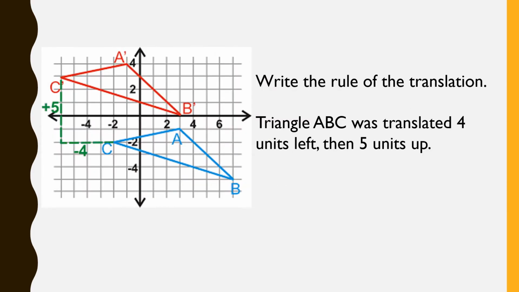Here we want to write the rule of the translation. In words, we want the triangle ABC was translated 4 units to the left, then 5 units down. So the rule of this translation is we're going to take the X coordinate and subtract 4 and the Y coordinate and add 5. So we end up with X minus 4, comma, Y plus 5.